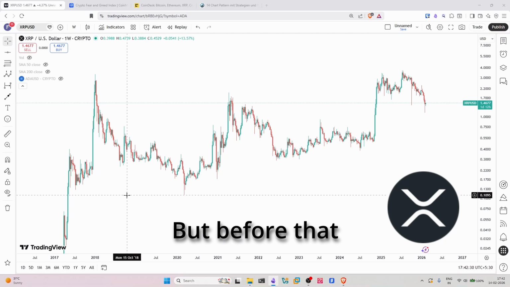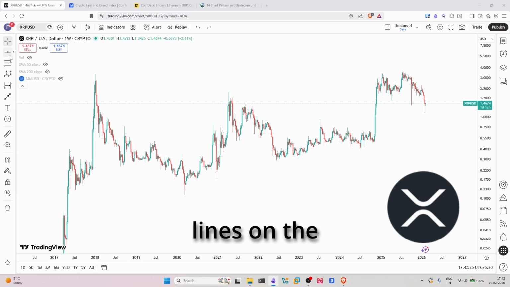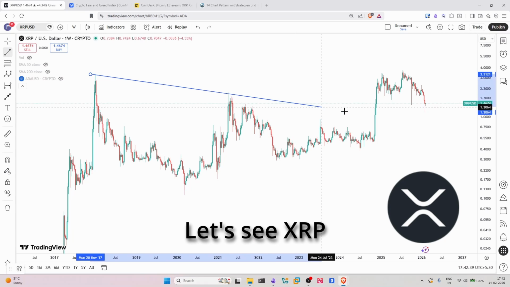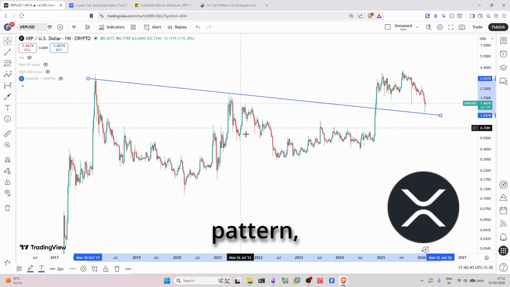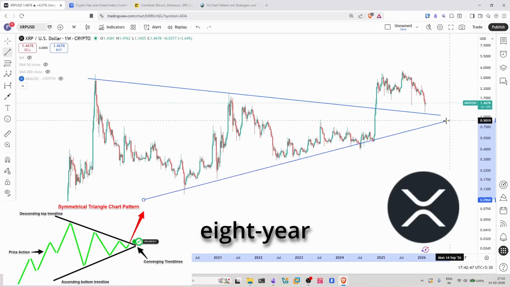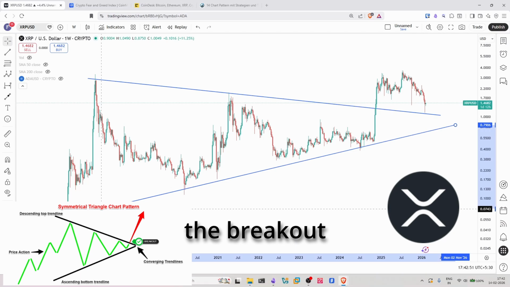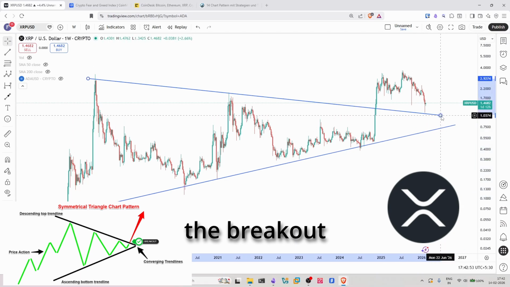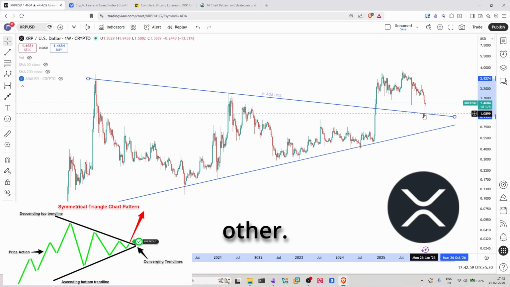But before that, that can be understood by plotting some lines on the chart. Let's see. XRP is clearly forming a symmetric triangle pattern throughout its 8-year cycle. And coincidentally, the breakout and the touchdown are intersecting with each other.